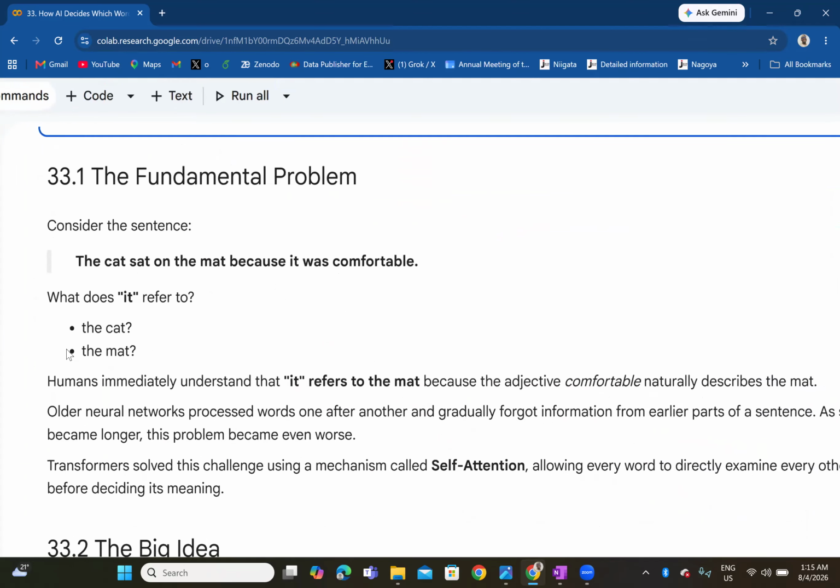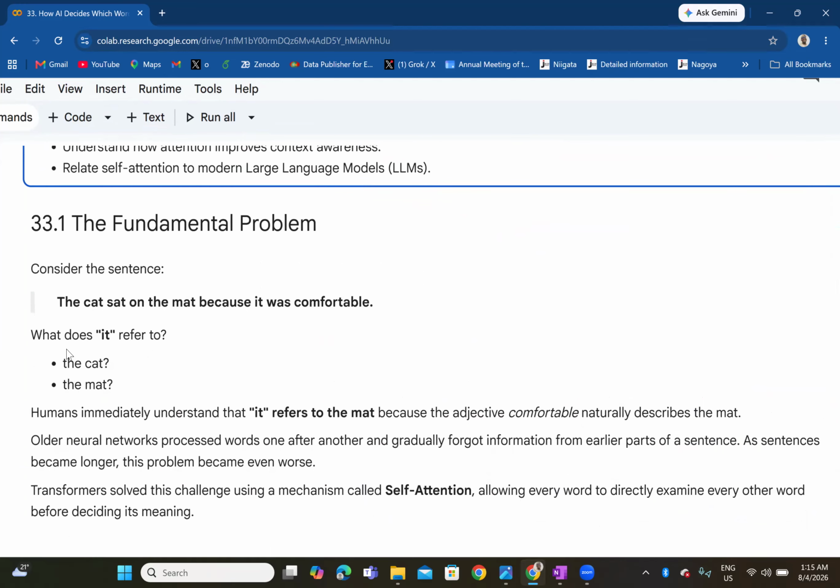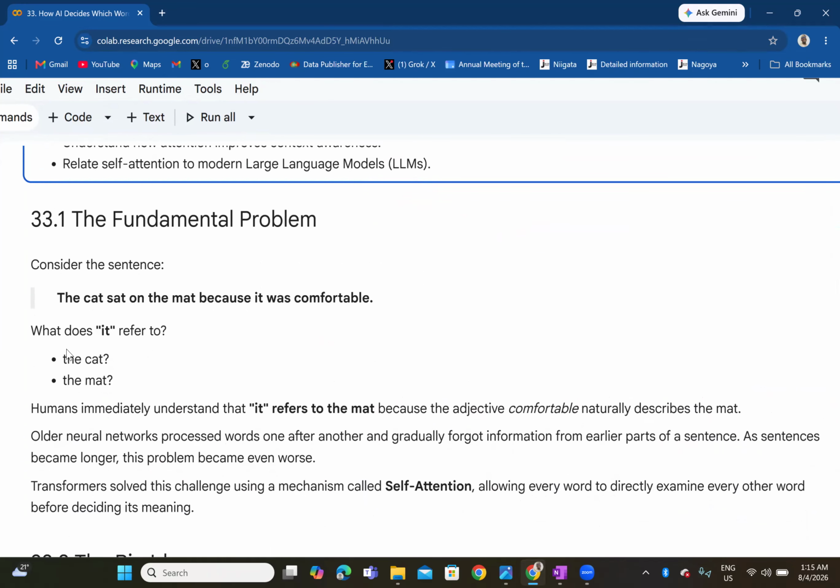Now, what's the fundamental problem here? Consider the sentence, the cat sat on the mat because it was comfortable. Now, we see it here, because it was comfortable. Is it the cat that was comfortable or the mat that was comfortable? So what does it actually refer to? Is it the cat? Is it the mat? Humans immediately understand that it refers to the mat because the adjective comfortable naturally describes the mat.